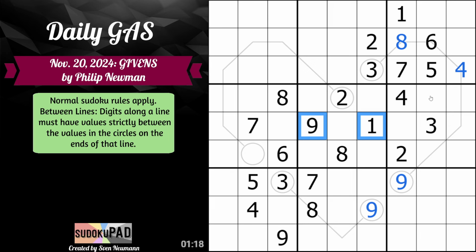1 and 9 must go in these two cells here, because it can't go on a between line. 1 and 9 in general can never go on a between line unless you're using 0 or 10 in your Sudoku, right? They can only appear on the ends of the between line. So the leftovers are 5, 6, 7, 8. So like here, this is 5, 6.